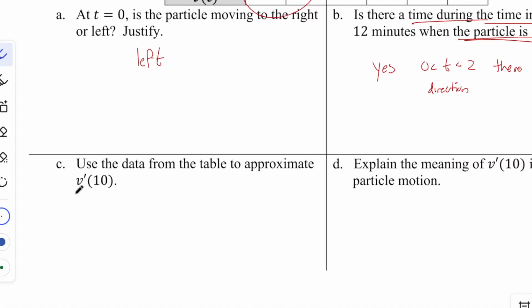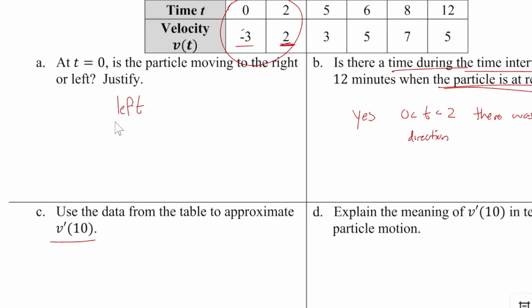Use that to approximate velocity at 10. So 10 is in this interval. When they say approximate velocity, is that an approximate velocity? I thought we were going to do the slope, but no. So I'm just going to say 6, between 7 and 5. But usually, if they're asking for the approximate, that means we're taking the slope. So it'd be like 12.